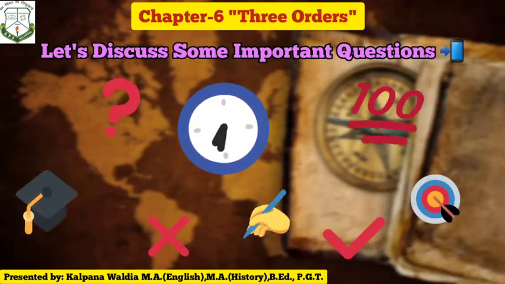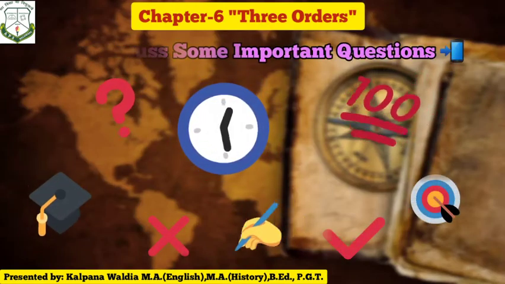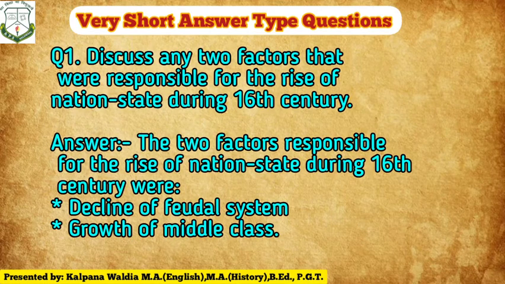Now let's discuss some important questions, towards very short answer type questions. First question is, discuss any two factors that were responsible for the rise of the national state during the 16th century. Answer is, decline of feudalism and growth of the middle class were the two factors which were responsible for the rise of the national state during the 16th century.